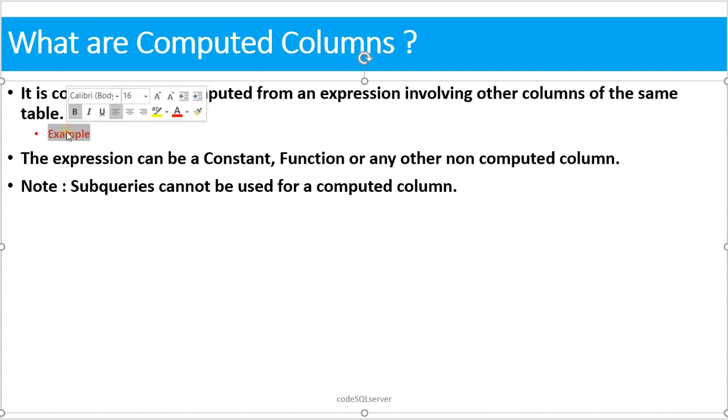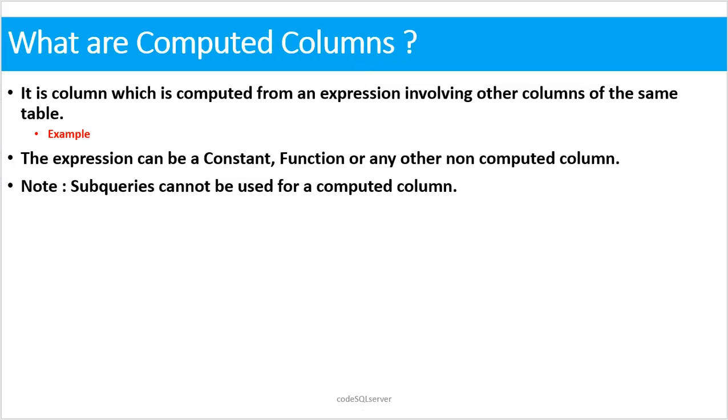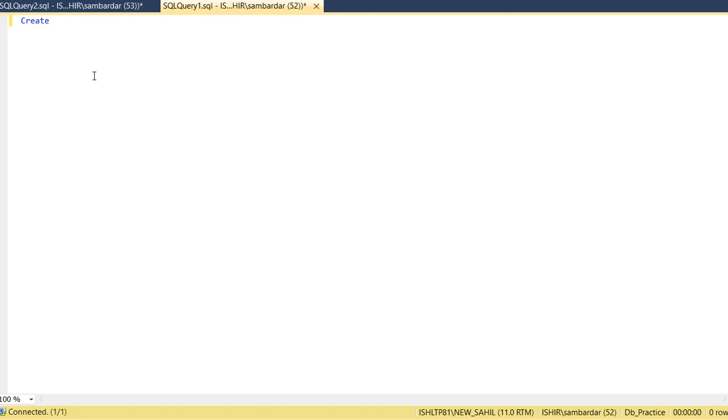I'll just show you an example. Throughout the tutorial, wherever you see an example in red, that means it is my duty to show you an example. So let's move on to SSMS. For this example, let's create a table. There are two ways to create a computed column. I'll use the create method first, which will serve both purposes. You'll see one way to do it and an example in columns. So let's do create table TBL marks.